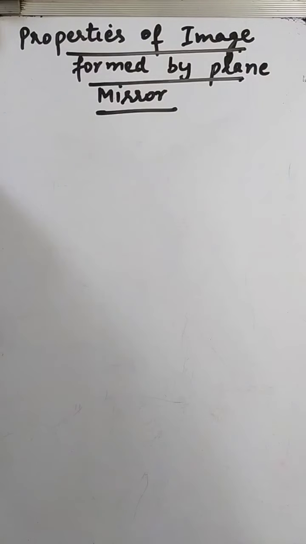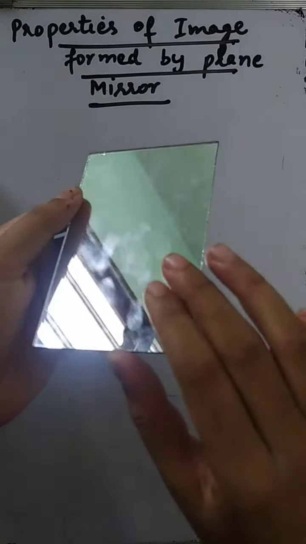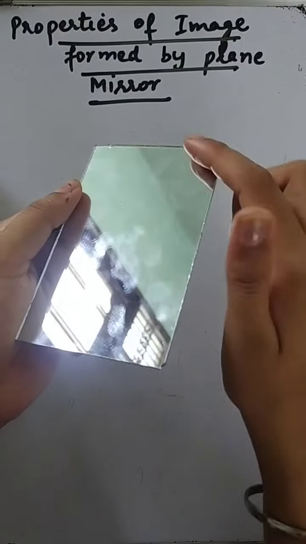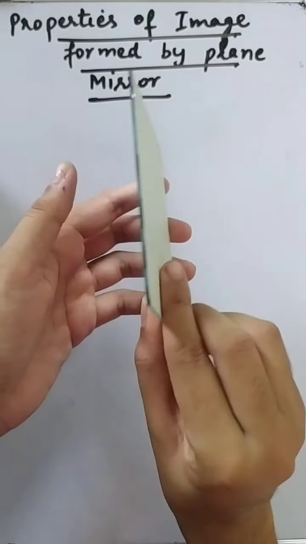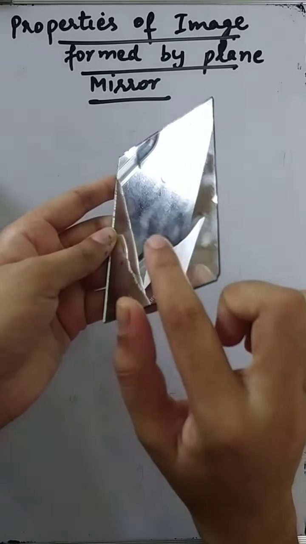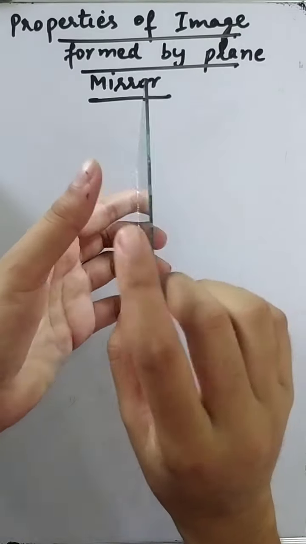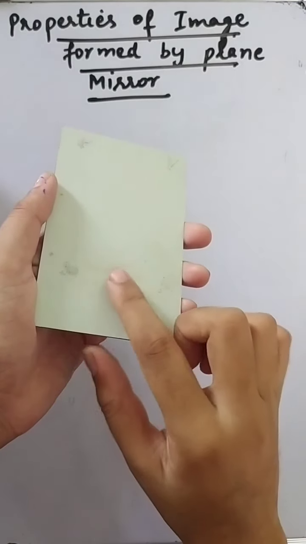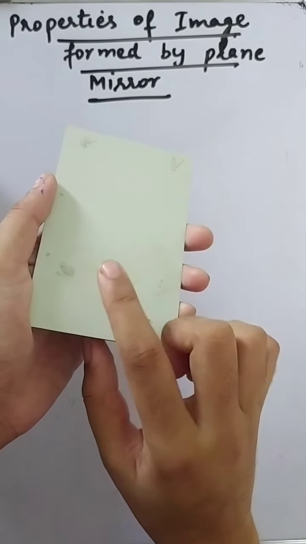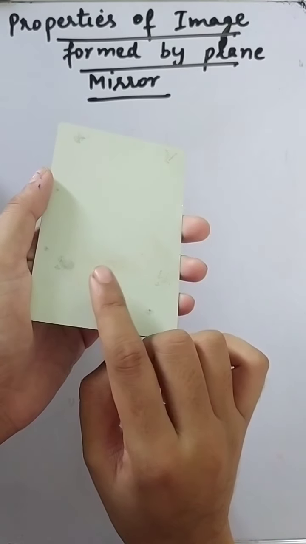Class 10th, that is properties of image formed by plane mirror. This is a plane mirror that I have taken. One surface of this mirror is plane and the other surface is polished. Through this surface we can see the image of any object, and this surface has been polished with the help of silver metal, or sometimes aluminium metal is also used.